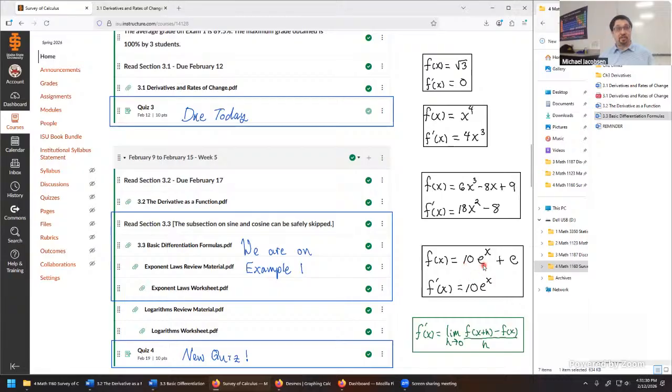Then the exponential function is the tricky one. The derivative of e to the x is just itself. 10 was multiplying, so the constant multiple rule also took effect here. That's why it's just multiplying in this spot. And e, that's just a constant. There's no x by it. It's not e to the power of x. So it vanished in differentiation.